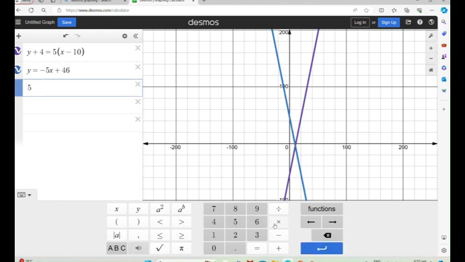So class, you can input each of these equations separately into Desmos to graph them individually, or input all three together to see them plotted on the same graph for comparison.